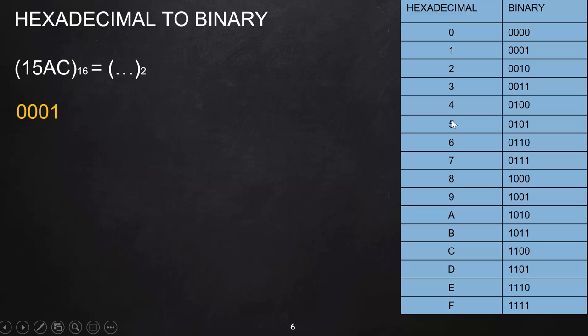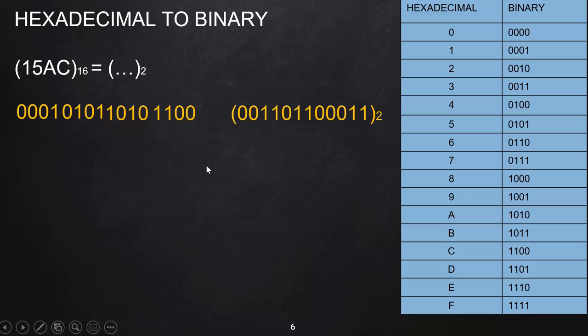And 5 in hexadecimal is mapped with the binary 0101. So 5 is replaced with 0101 here. A is replaced with 1010 and C is replaced with 1100. So this is the binary equivalent of our given hexadecimal number. We can directly write this with the help of this table.